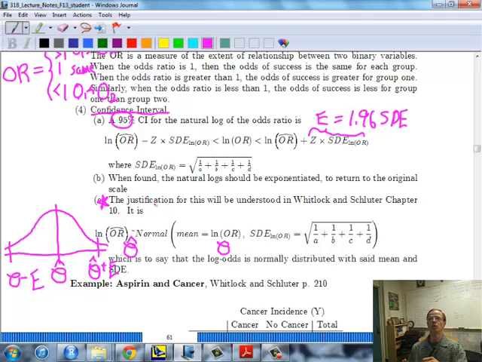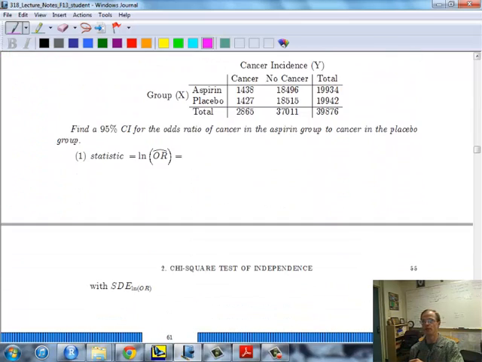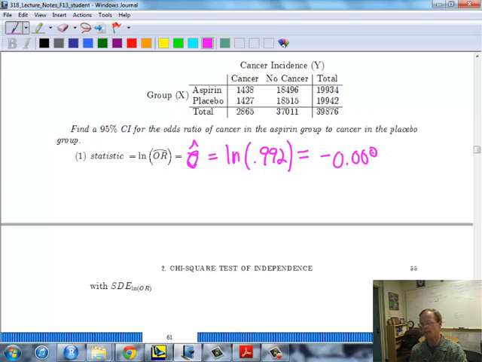Okay, so let's go ahead and calculate the confidence interval for log odds in this particular problem. The statistic that we want is going to be this script O hat, which is the natural log of 0.992. We already calculated that number. That is minus 0.00803.